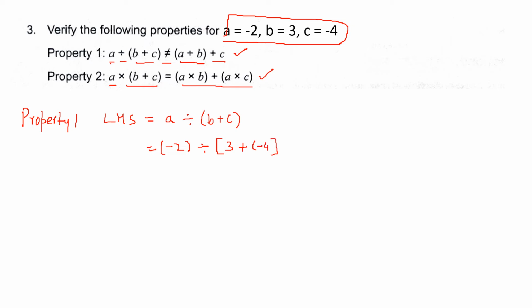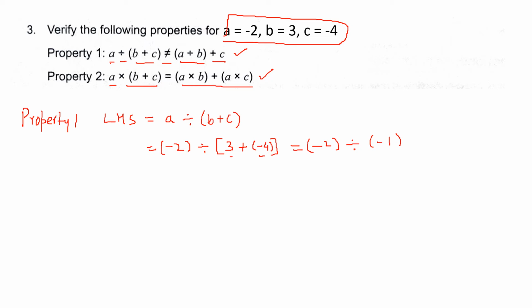Let's solve this value. So -2 as it is, divided by 3 plus -4. 3 and -4 are being added. They are opposite signs, so actually the difference will be taken. The difference of 4 and 3 is 1. But what sign will it be? The sign will be as per the sign of the bigger number. Here the bigger number is negative, 4 is bigger than 3. Therefore it is -1. So now -2 divided by -1.